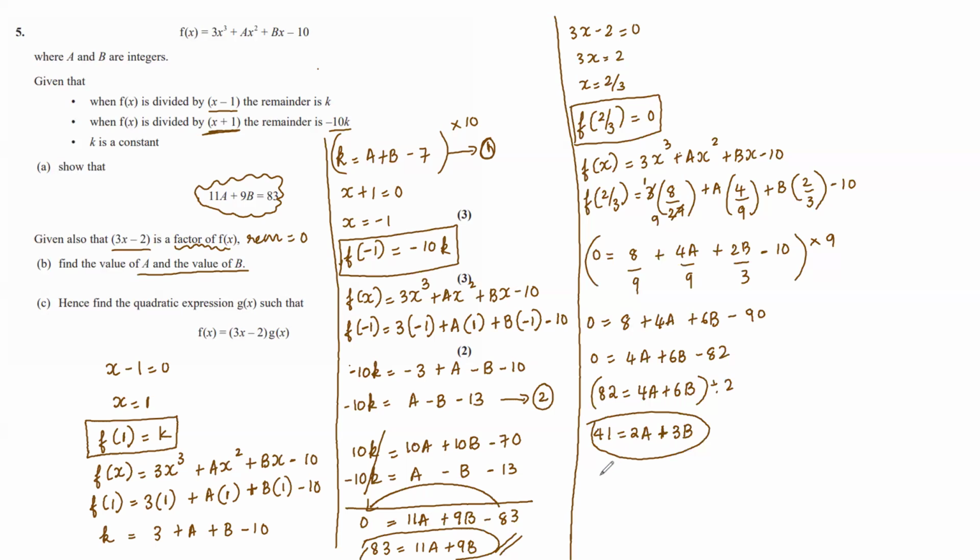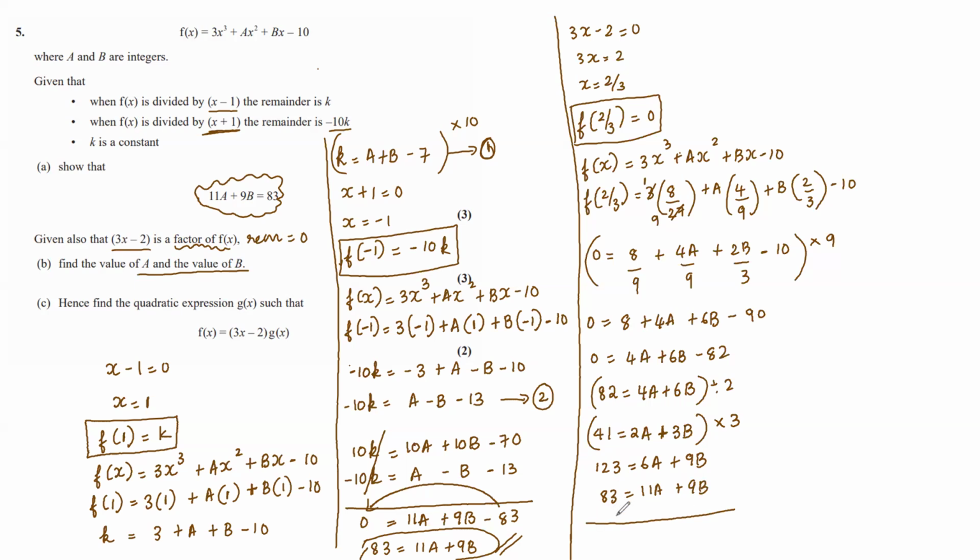Again, we are going to do simultaneous equation. So let's make the coefficient of b the same here. To make the coefficient of b the same, just multiply this equation by 3. 41 into 3 is 123. 2a into 3 is 6a. 3b into 3 is 9b. So 6a plus 9b is equal to 123. And 83 is equal to 11a plus 9b.